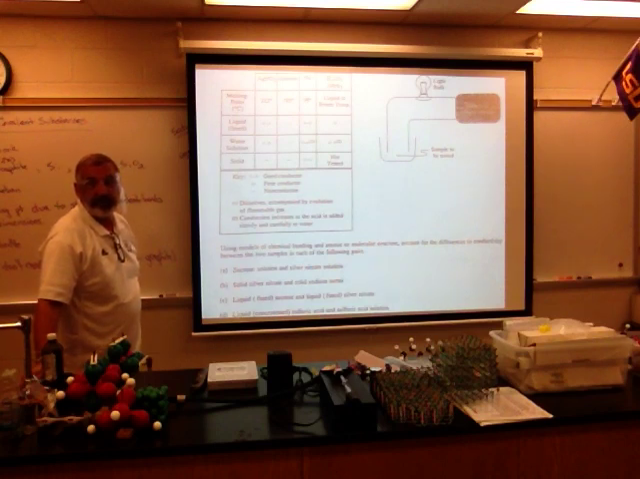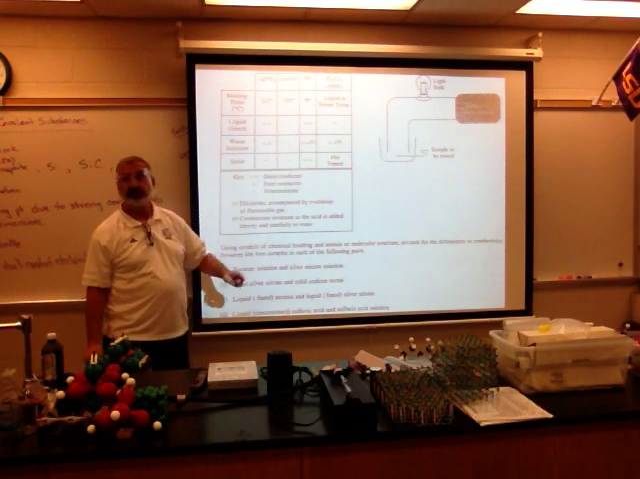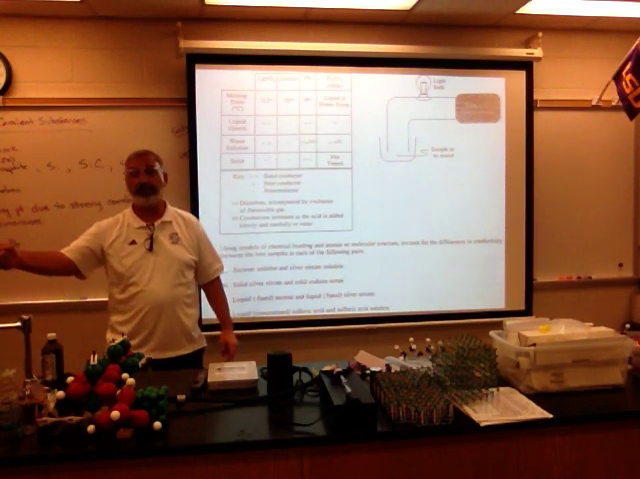Silver nitrate is an ionic compound, so once it's dissolved in the water, it dissociates, so the Ag plus ions and the NO3 minus ions will be able to flow. That's right. And the sucrose is covalent. Covalent network, covalent molecular.